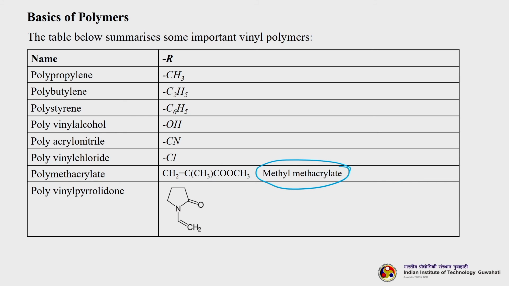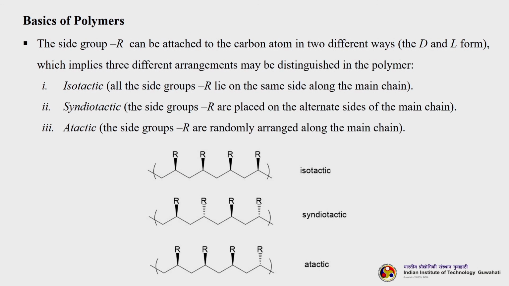the repeating unit. So, the side group R can be attached to the carbon atom in two different ways, either in the form of D or L form. You can read a little more about these basics from any polymer textbook. And here I am just trying to give you a little understanding about the fundamentals of polymers, then we will quickly move to different types of polymers which are utilized for the preparation of membranes.